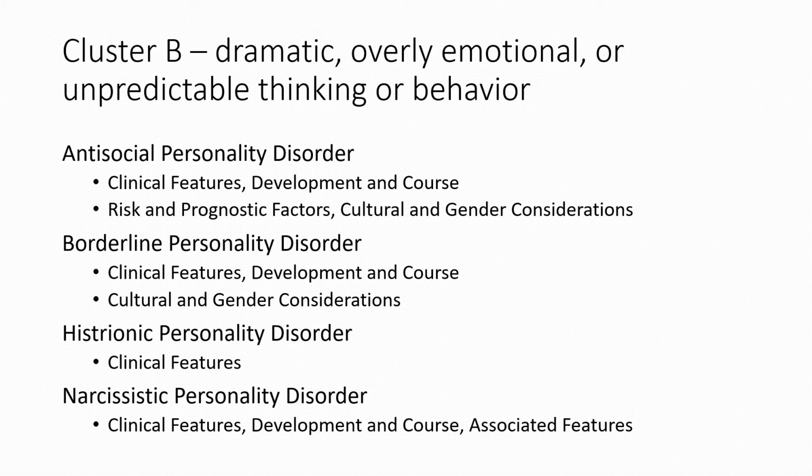When we move on to cluster B, these are characterized by dramatic, overly emotional, or unpredictable thinking or behaving. Starting out with antisocial personality disorder, there is a pervasive pattern of disregard for and violation of the rights of others that begins oftentimes in childhood or early adolescence. It tends to continue into adulthood. This has often been referred to as psychopathy.